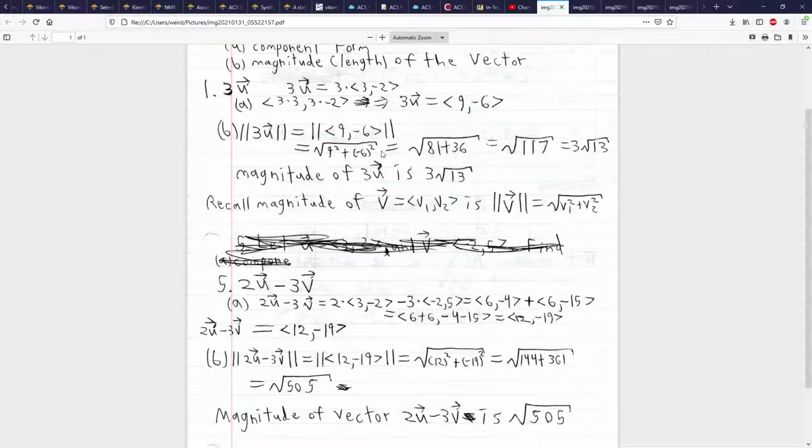And then the magnitude of a vector with 2 components, just remember that for now, is just the square of both of them added together. v1 squared plus v2 squared. So 9 squared plus -6 squared. You get square root of 117, which is equal to 3 times square root of 13.